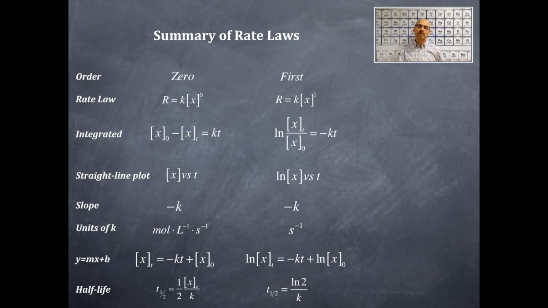Notice that the slope for zero order and first order is the same, negative k. Not the same k value, but it is still both of them negative k, and that will be unlike second order. The units for k are per unit time. So it could be per second, per minute, per day, per hour. And the y equals mx plus b, that is the linear form of this, is natural log of x sub t is equal to negative kt plus natural log of x sub naught. And the half-life for this is t of 1/2 is equal to natural log of 2 divided by k.